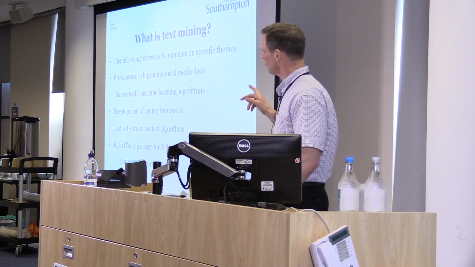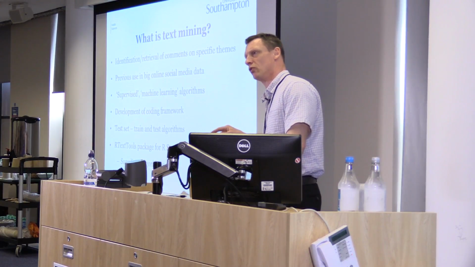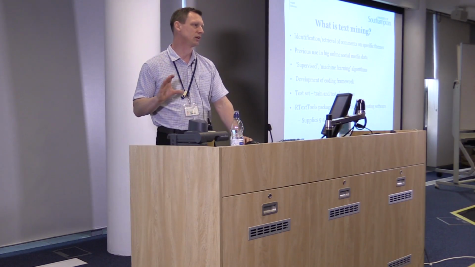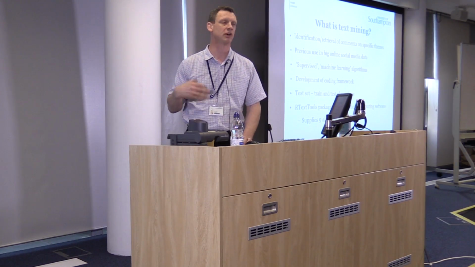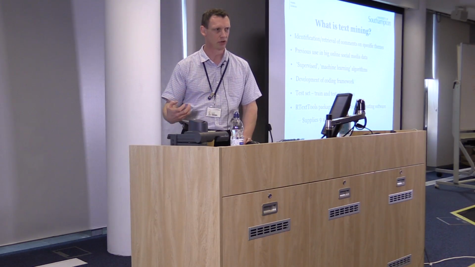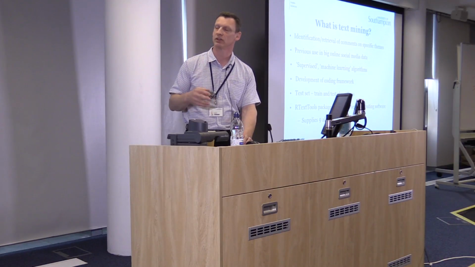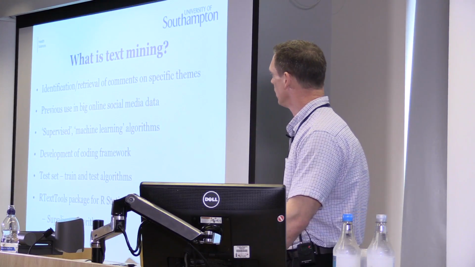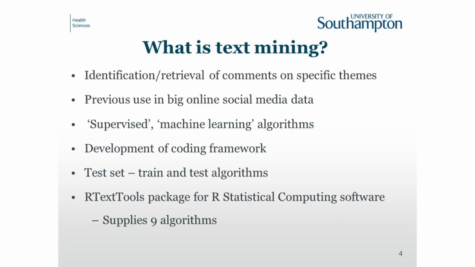So each algorithm looks for comments in different ways. It has a different method of looking for the semantic and grammatical patterns within text. Before we can do any text mining, we need to develop a coding framework, and that has to be developed from the data set that we have. That is then used to train and test the effectiveness of the algorithms before we run them. For this study we used an R-Text Tools package from R software, which supplies 9 pre-written algorithms.